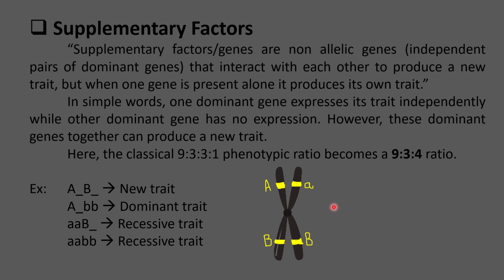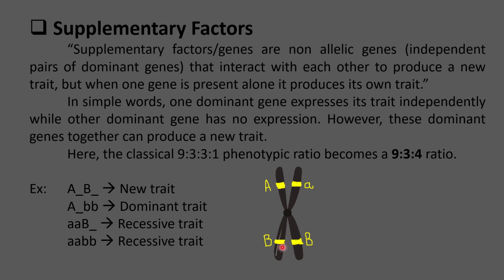To simplify this, there are basically two pairs of genes here, which are obviously non-allelic. They may be located at different locations of a homologous chromosome, or maybe on different chromosomes also. That is also possible here. So there are two pairs of genes which are non-allelic to each other. When these two genes, only the dominant genes, interact with each other, they produce a whole new trait. That is, a whole new character is produced here.